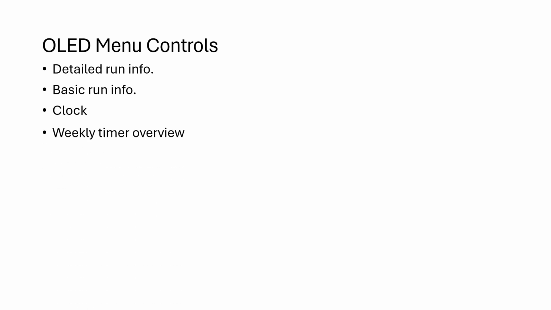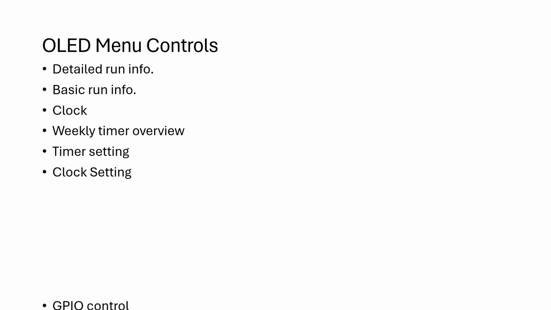In the OLED menu controls, we have things such as detailed run information, which includes the set temperature or set frequency depending on mode of operation, fuel used, fan speed, body temperature, glow plug if it's currently activated or not. In the basic run info, you just have the set temperature or set frequency along with fuel used. There's a clock. There's a weekly timer overview, the ability to set timers, and of course you need to be able to set the clock if you're going to use timers so that the events occur at the proper time.